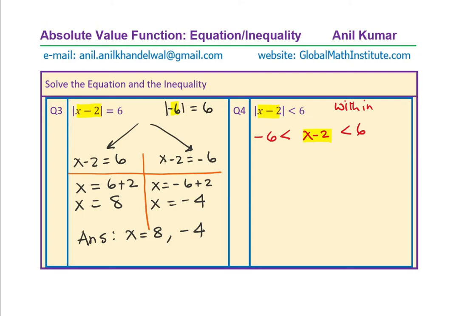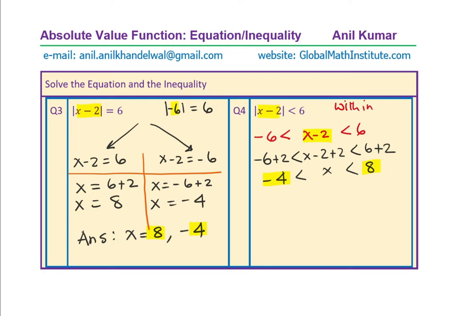How can we solve? We can add 2 to all three terms as you do for linear inequalities, right? So we'll add 2, and then we have x minus 2 plus 2, and we have 6 plus 2, right? And therefore, we get minus 4 here, x in the center, and 8. So we have our solution that x is between minus 4 and 8. You see, the solution matches with our equation. The only thing is, we are now talking about inequality.